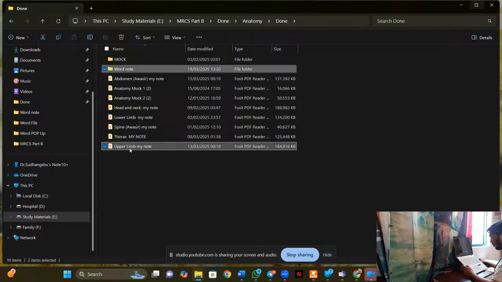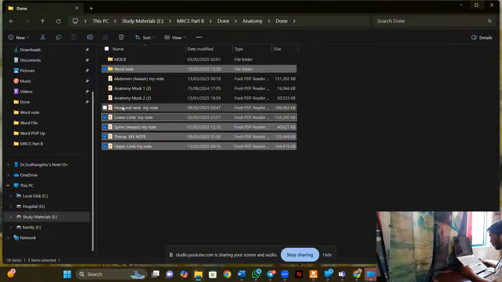Upper limb, thorax, spine, lower limb, head and neck, and abdomen.